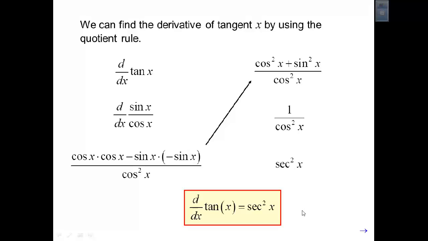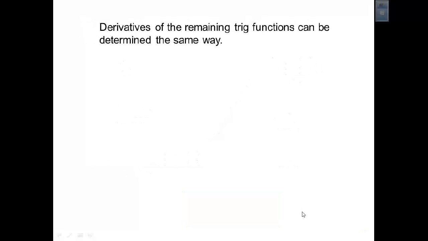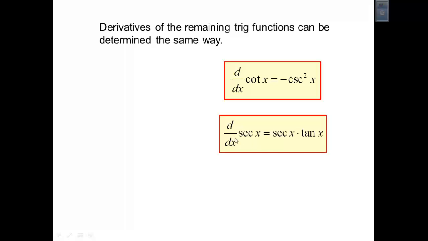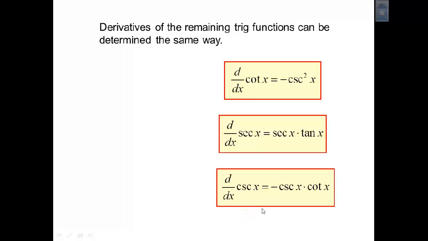Now, we could go through and derive every single one of these using quotient rules or things like that. We're not going to do that. What we're going to do is just look at them and know what they are. So the derivative with respect to x of cotangent x is negative cosecant squared x. The derivative of secant x is secant x tangent x. And the derivative of cosecant x is negative cosecant x cotangent x.